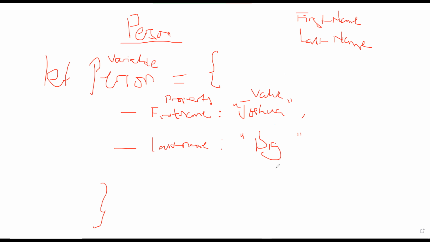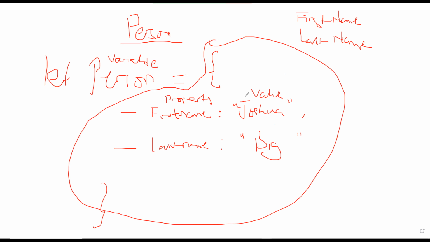That's all. You've created an object. This is the object that has first name property with value Joshua and last name property with big value. This is a variable. And for me to now have access to any of these, I will use this person dot to have access to this property, first name.